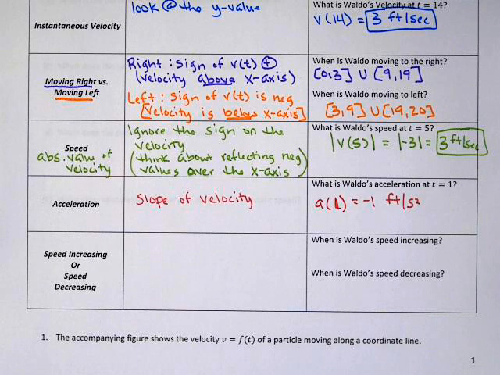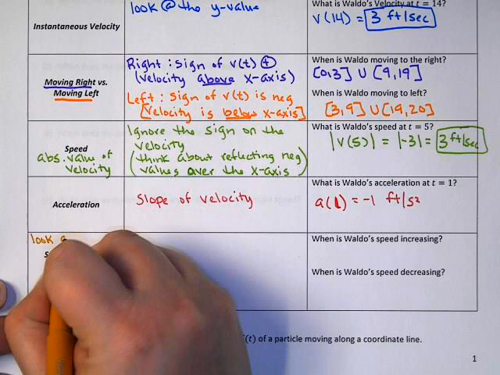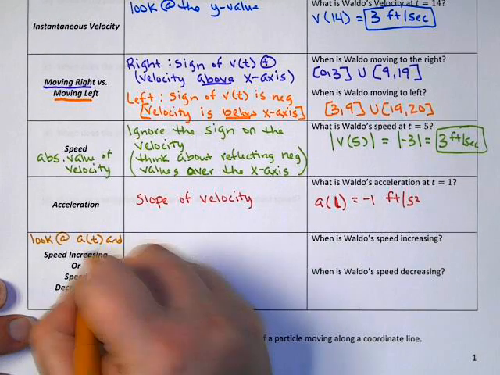Now this is where it gets a little bit more crazy, all right? If we want to look at where the speed is increasing, first of all, we have to remember that in order to figure out if the speed is increasing or decreasing, we need to look at the acceleration function, so a of t, and the velocity function, v of t.